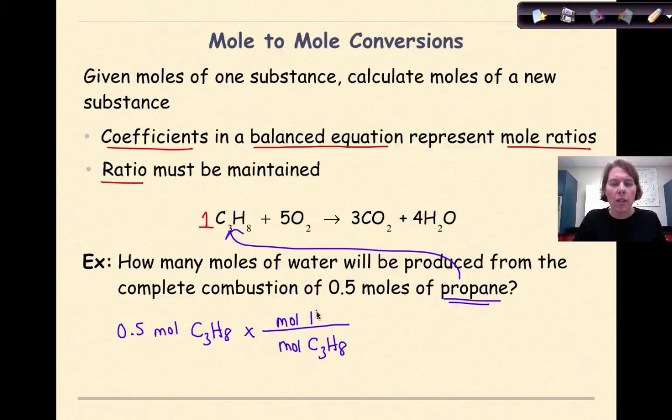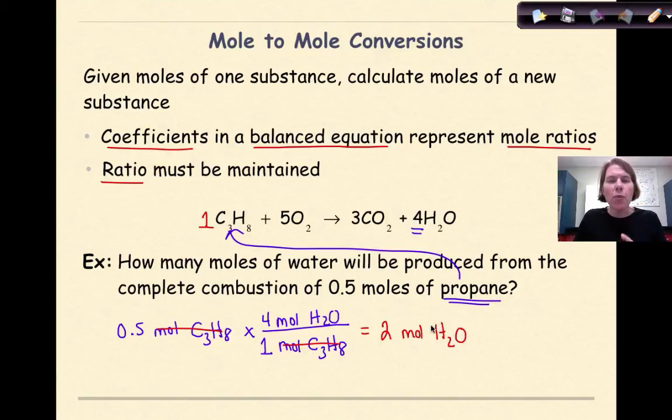Moles of H2O. Now I go to my balanced chemical equation and I look at the coefficient. The coefficient in front of water is 4, so we're going to have a 4 on top. The coefficient in front of C3H8 is 1, so we're going to have a 1 on the bottom. I know I have set this up correctly. If moles of propane cancel moles of propane, which they do, 0.5 times 4 divided by 1 will give me 2 moles of water.